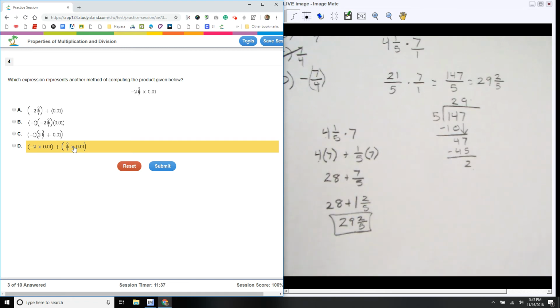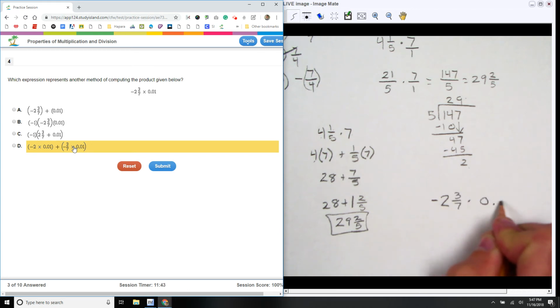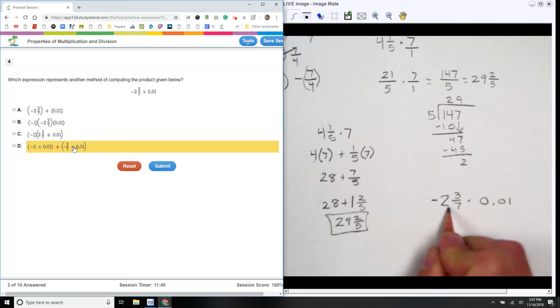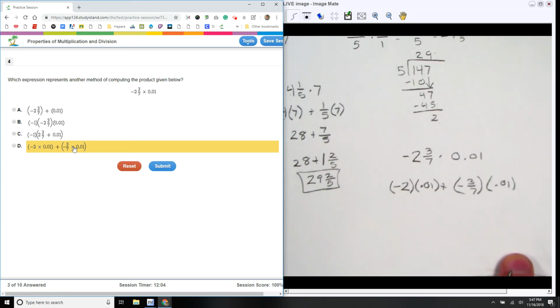Well, in this problem, what they're doing is they're taking negative 2 3/7 times 0.01, and they're breaking the negative 2 3/7 into negative 2 and negative 3/7, because -2 plus -3/7 is -2 3/7. We can multiply these individually by 0.01 and add them together. So that's what that says down there.